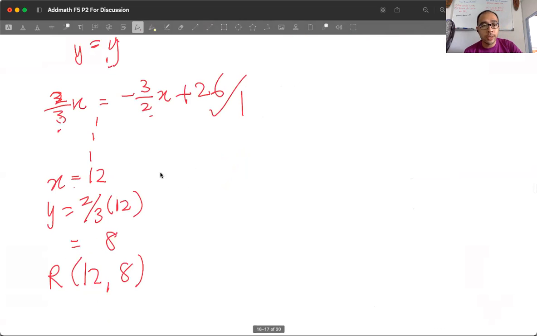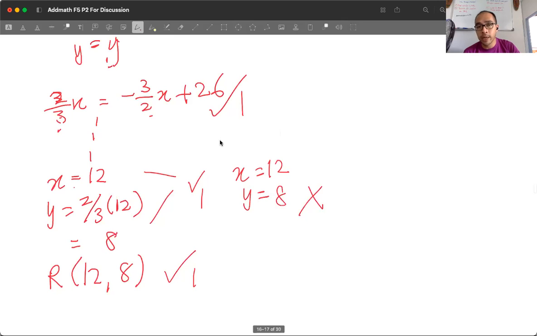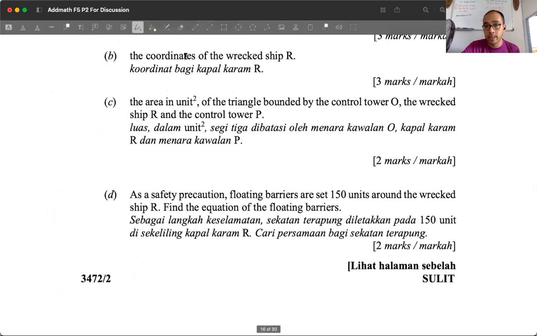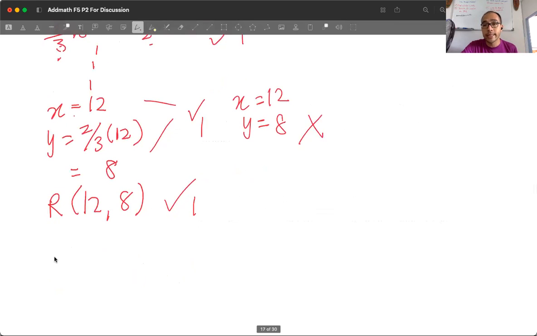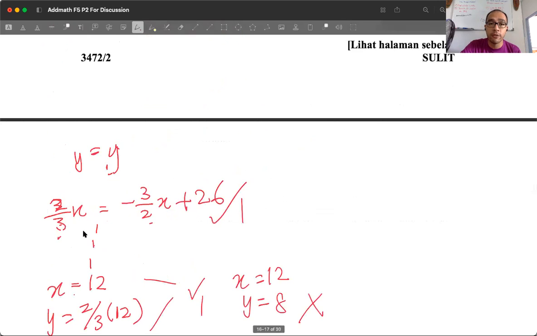1 mark for either one. Either x or y correct, I give 1 mark. The final mark is for the answer in coordinate. If you write x equals 12, y equals 8, I will still give you a wrong answer, or maximum you can get 2 out of 3. Because the question is very specific, it asks for the coordinates. It does not ask for the values of x and y. The question asks for coordinates, so you must give your final answer in coordinates. Also a common mistake, something students always overlook. Be very careful with this.